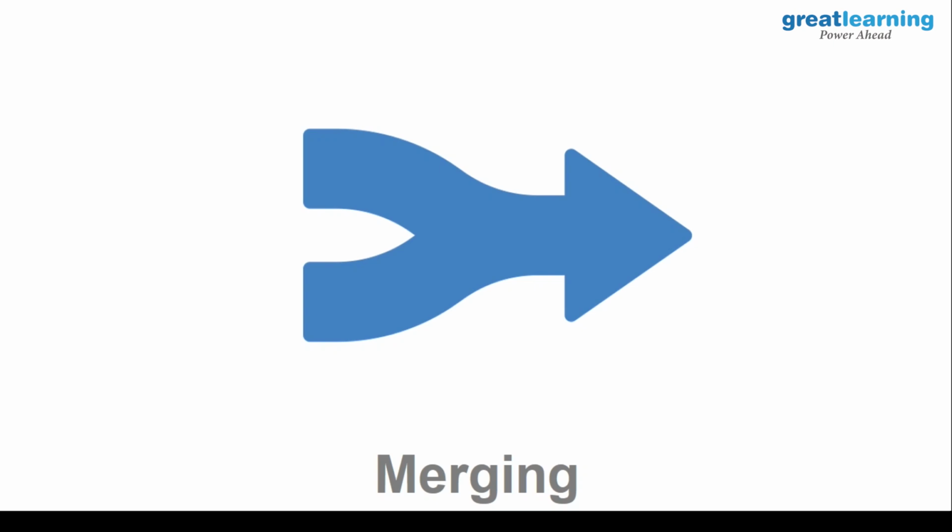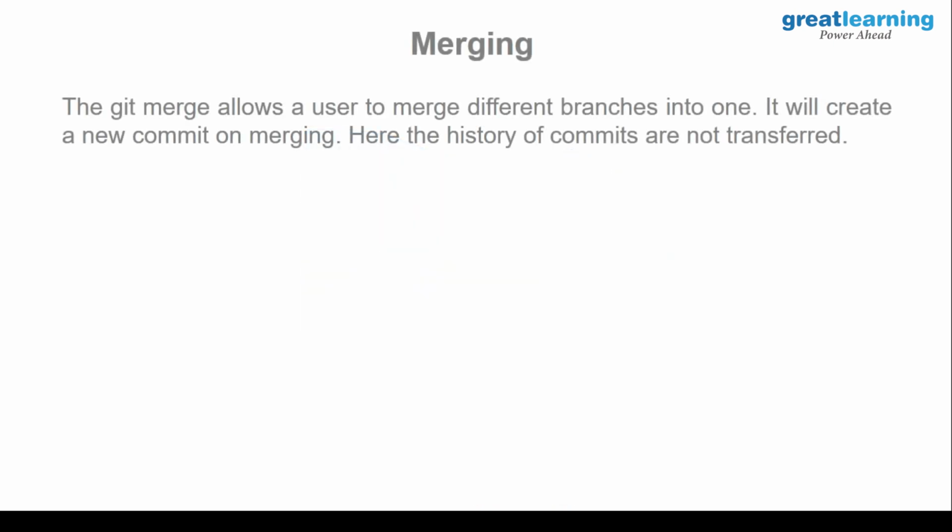You're going to have multiple branches, and you would want to learn the concept of merging. Git merge allows a user to merge different branches into one. It will create a new commit on merging. Here, the history of commits is not transferred. So that is important to remember.